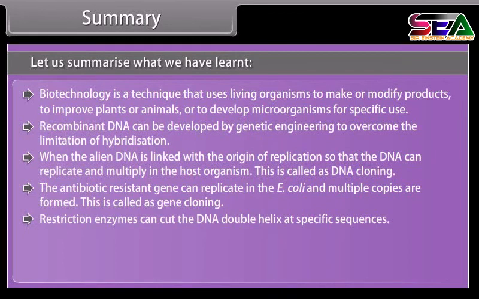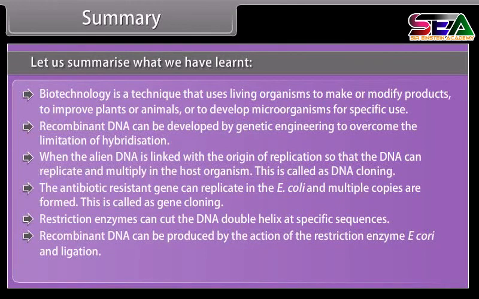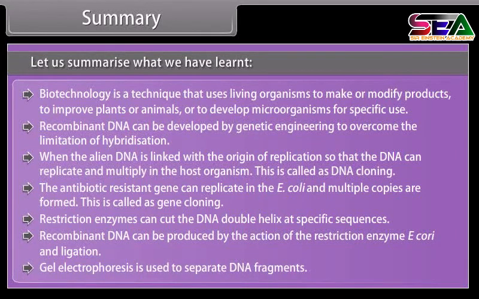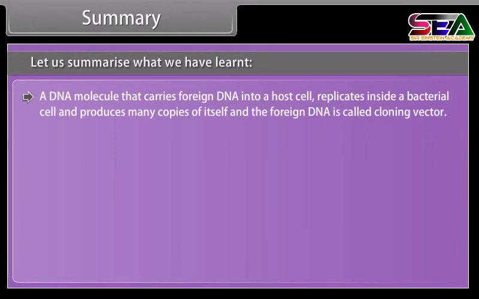Restriction enzymes can cut the DNA double helix at specific sequences. Recombinant DNA can be produced by the action of the restriction enzyme, E. coli, and ligation. Gel electrophoresis is used to separate DNA fragments. A DNA molecule that carries foreign DNA into a host cell, replicates inside a bacterial cell and produces many copies of itself, and the foreign DNA is called a cloning vector.